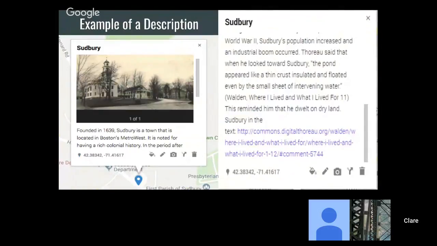This is an example of one of the descriptions that we left. This is an example of Sudbury, but generally this is what all of our descriptions of our places looked like, where we gave some historical background, the quote in Walden where the place was found, and its importance. And you can see that we also put the link to the digital Thoreau in every description. So when you clicked on it, you could be taken to the digital Thoreau.